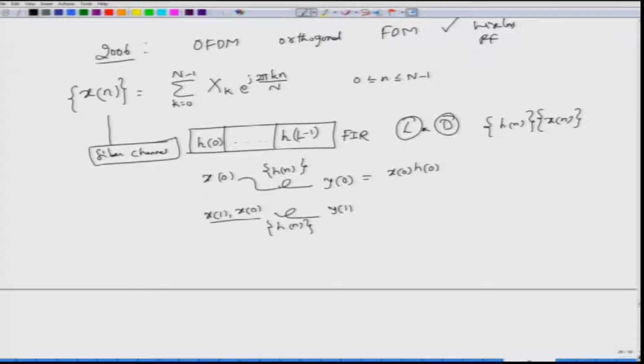So, what you get is y of 1 as x of 1 h of 0, plus x of 0 into h of 1. The way to understand this one is to write down your h of 0, h of 1, all the way up to h of L minus 1, and then start putting in x of 1, x of 0, and so on. So, you have this sequence that goes in like that. So, x of 1 into h of 0 plus x of 0 into h of 1.